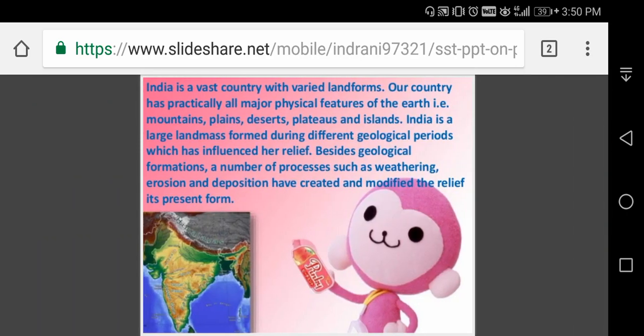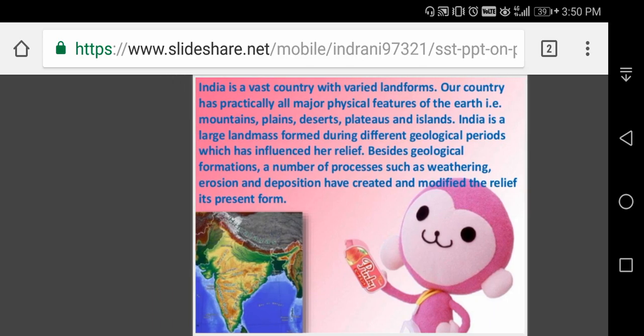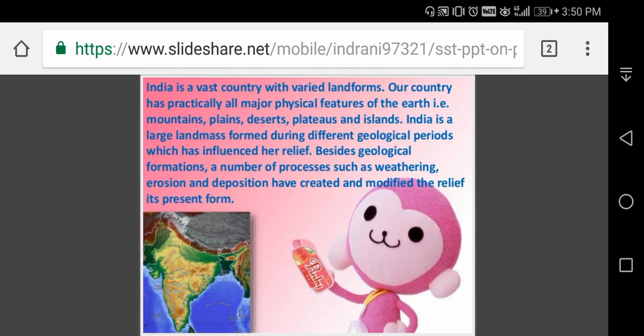India is a vast country with varied landforms. Our country has practically all major physical features of the earth: mountains, plains, deserts, plateaus, and islands. India's large land masses formed during different geological periods, which has influenced her relief features. Besides the geological formations, a number of processes such as weathering, erosion, and deposition have created and modified the relief in its present form.